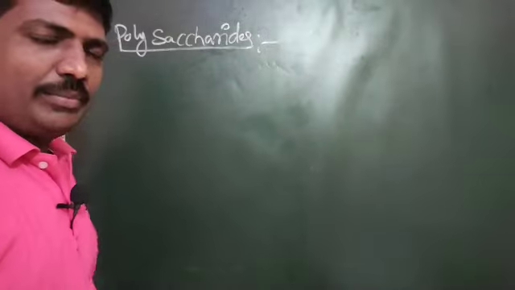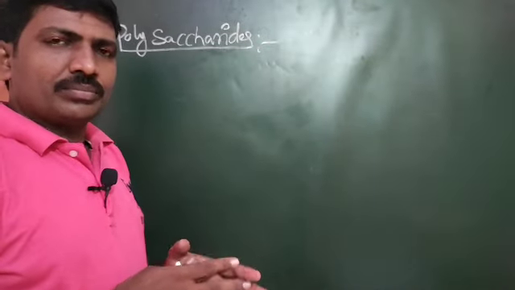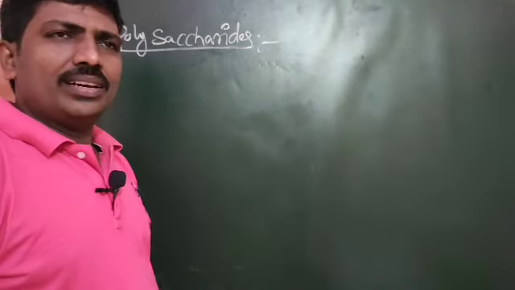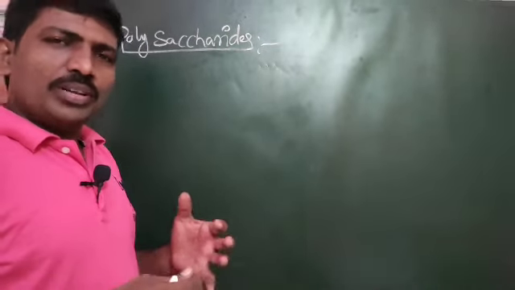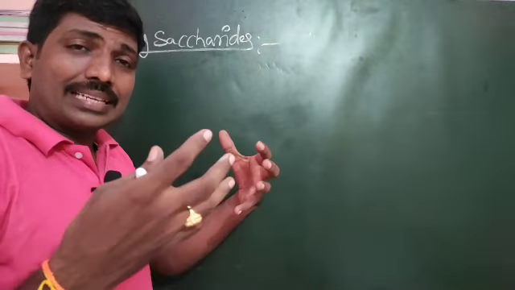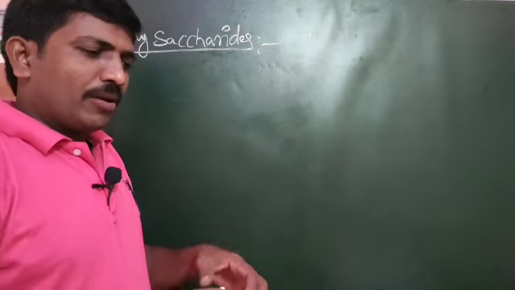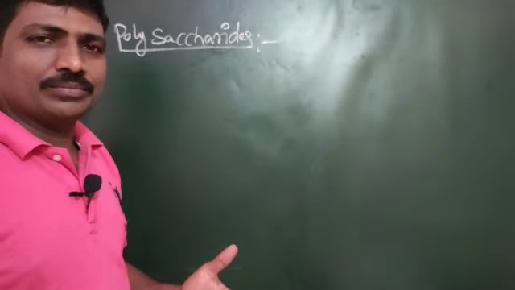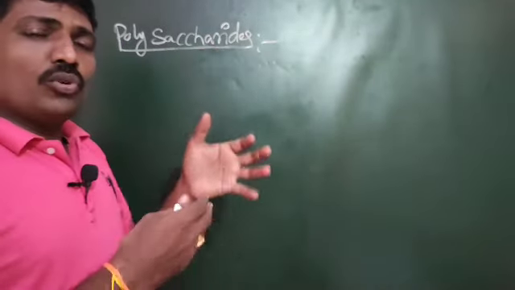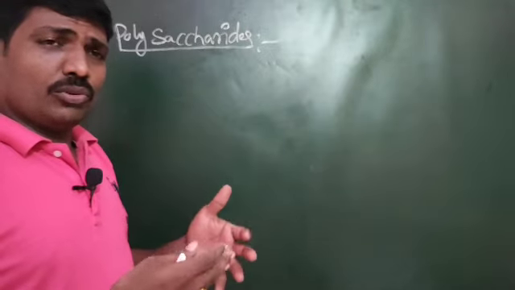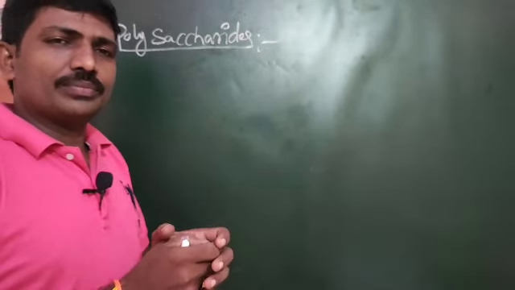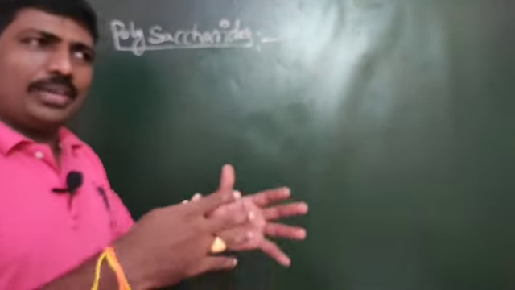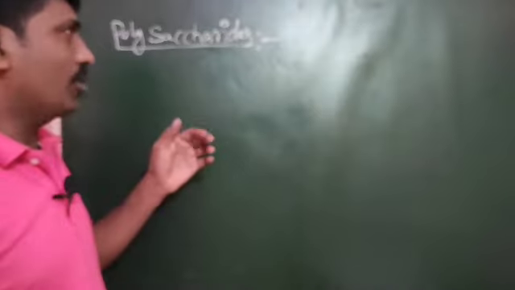Polysaccharide means not two or more than two, but more than 100. So many monosaccharides combine to form one big molecule, that we call poly. Poly means many. So more than 100 monosaccharide molecules combined to form a big molecule, that we call a polysaccharide.